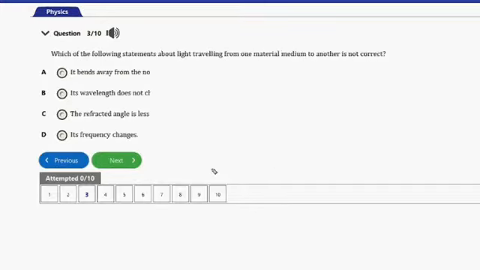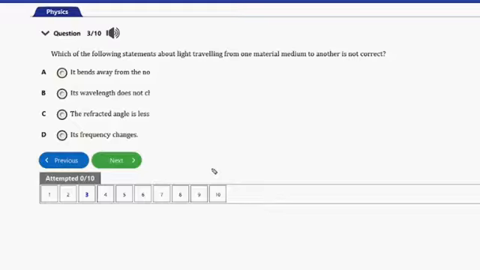So guys, the next question we have here is question number 3. It says, which of the following statements about light traveling from one material medium to another is not correct? A, it bends away from the normal if the speed is lower in the first material. B, its wavelength does not change. C, the refracted angle is less than the incident angle if the speed is higher in the first material. And D, its frequency changes.